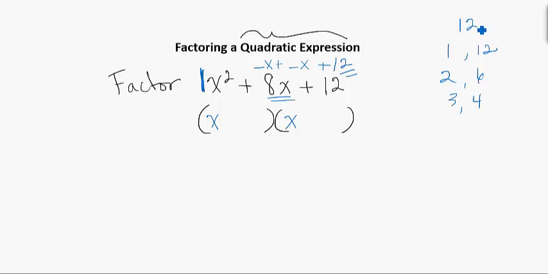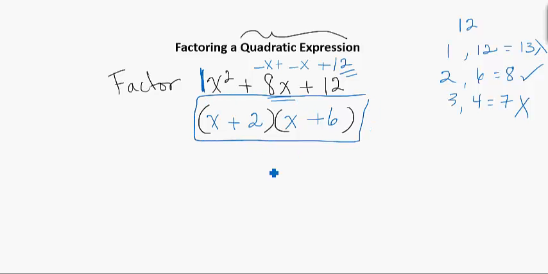When we multiply 1 and 12 we do get 12. When we multiply 2 and 6 we do get 12. When we multiply 3 and 4 we do get 12. When we add these we get 13, so we know those aren't going to work. If we add these we get 8, and that does work. If we add these we get 7, and that does not work. So we know that these two, the second term here has to be a plus 2, and the other one's going to have to be a plus 6. And this is our factored form.